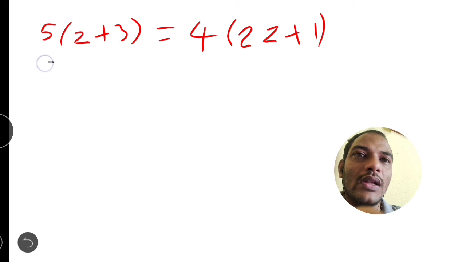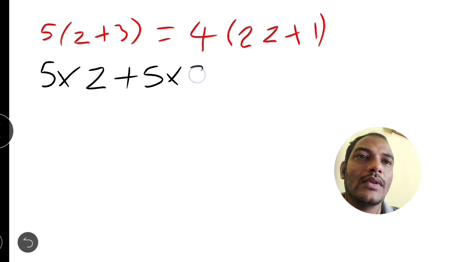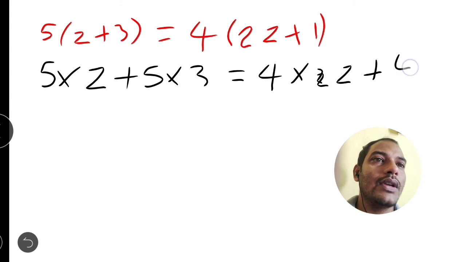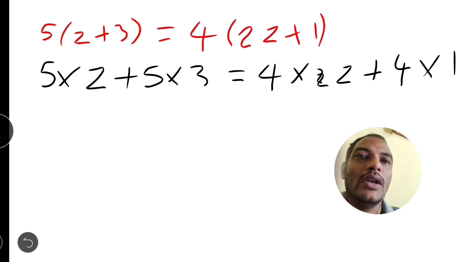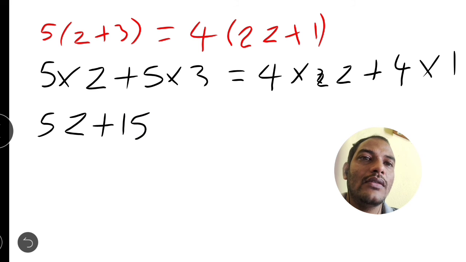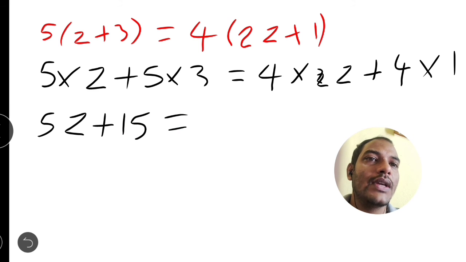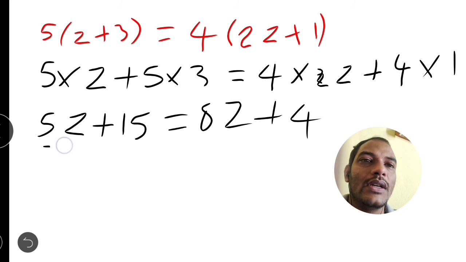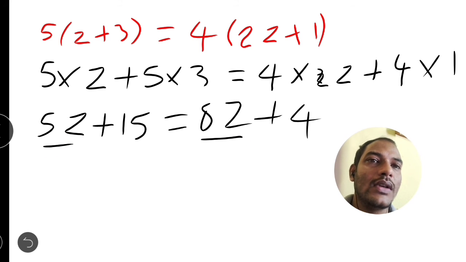So first, 5 multiply and inside: 5 into z plus 5 into 3, equals to 4 multiply and inside: 4 into 2z plus 4 into 1. 5 into z is 5z, plus 5 3s are 15, equals to 4 into 2z, 4 8s are 8z, plus 4 into 1 is 4. 5z and 8z both are variables. 15 and 4 both are constants.